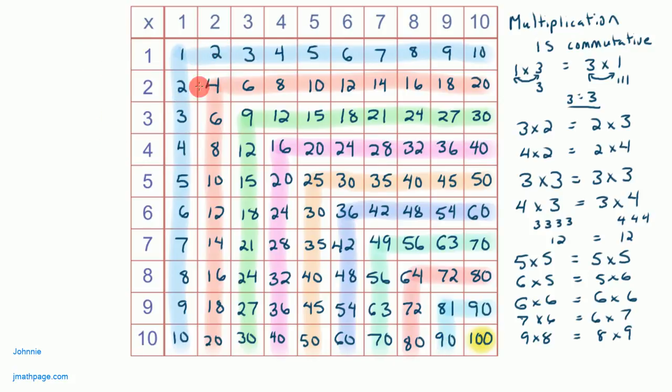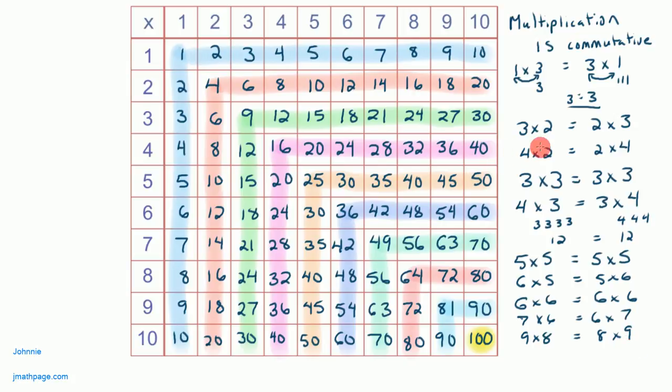Now you can see there's a lot of symmetry going on in the times table, and that can help you think about multiplication, because multiplication is commutative. 1 times 3 is the same as 3 times 1. 3 times 2 equals 2 times 3. 4 times 2 is equal to 2 times 4. 4 times 3 is equal to 3 times 4. 6 times 5 is equal to 5 times 6. 7 times 6 is equal to 6 times 7. And 9 times 8 is equal to 8 times 9. That happens again and again in this table.